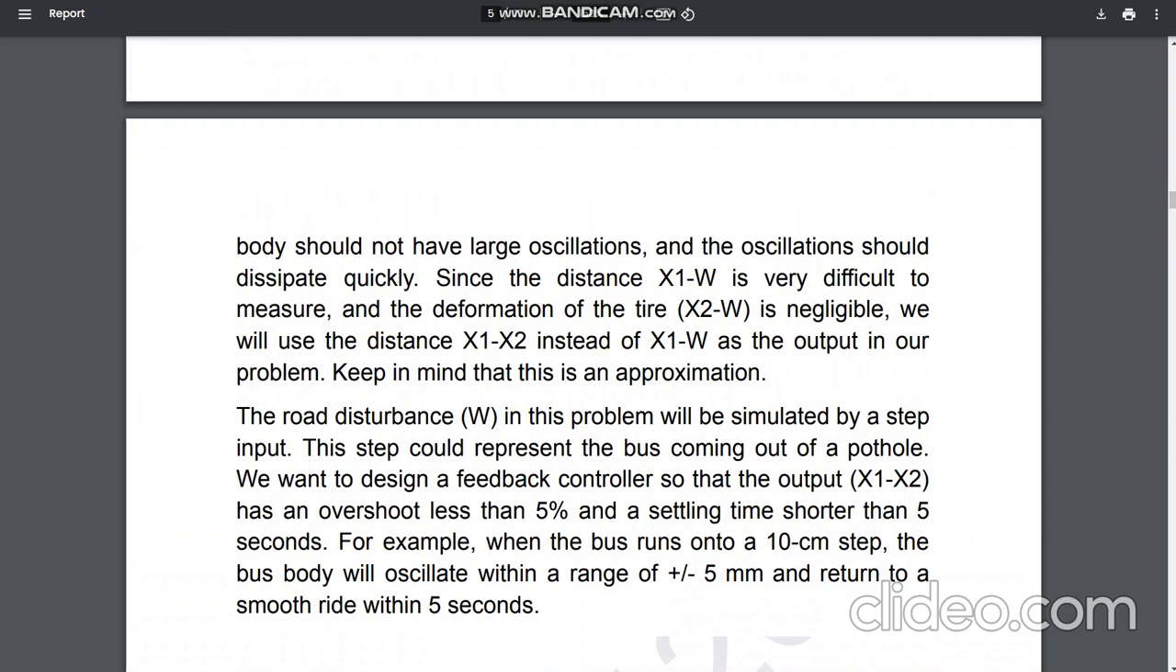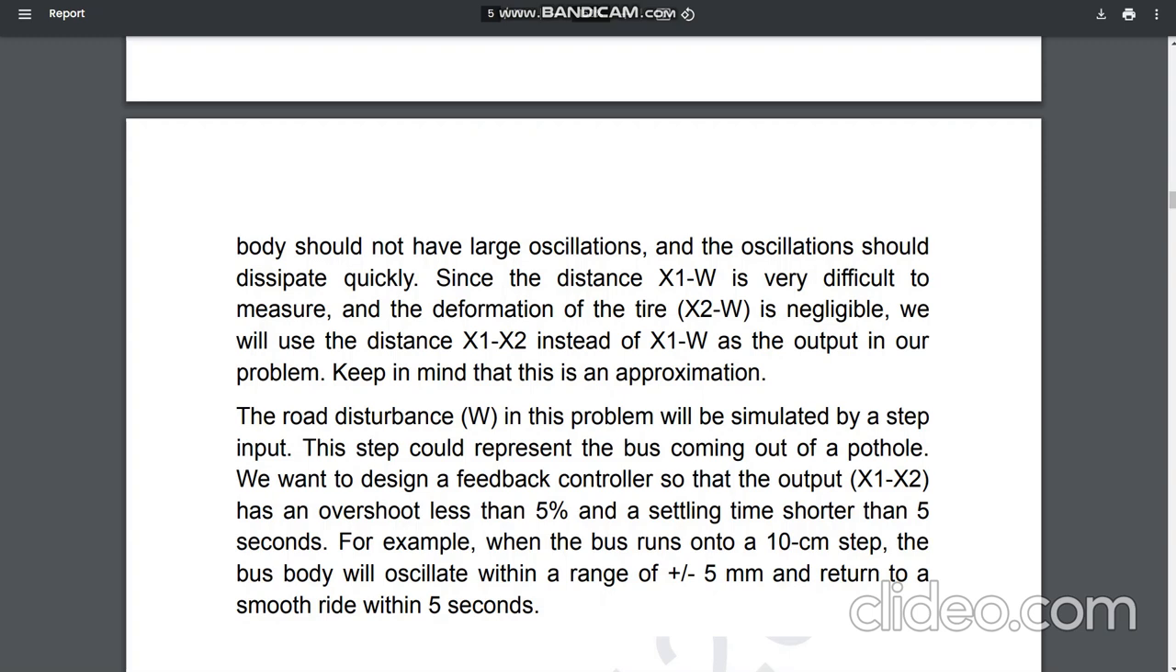This is the output in our problem. Keep in mind that this is an approximation. The w is a road disturbance. In this problem, we will simulate by step input. This step could represent the bus coming out of the pothole.